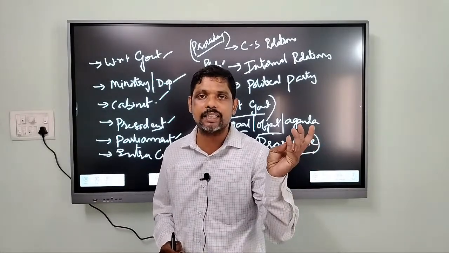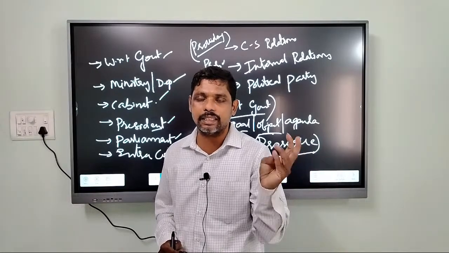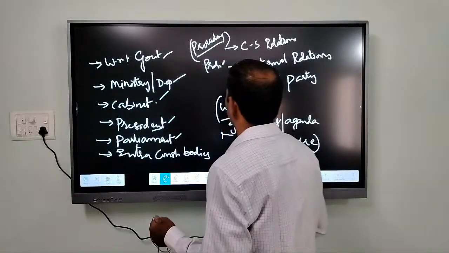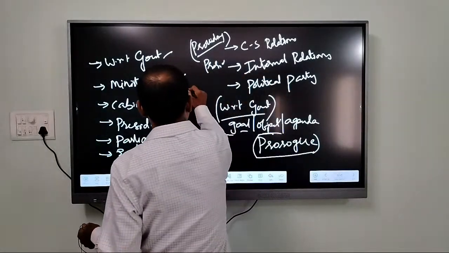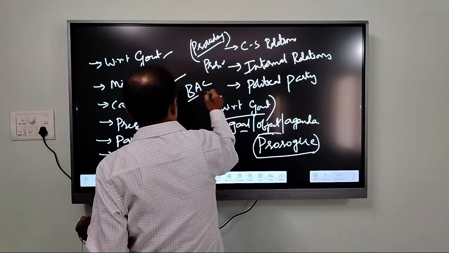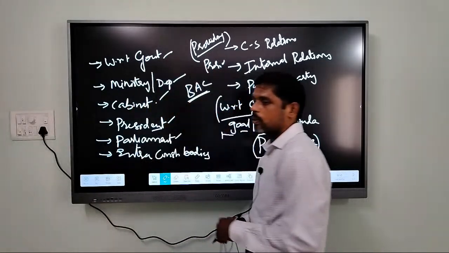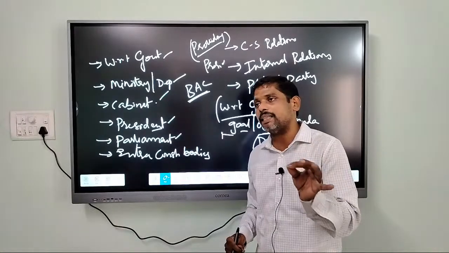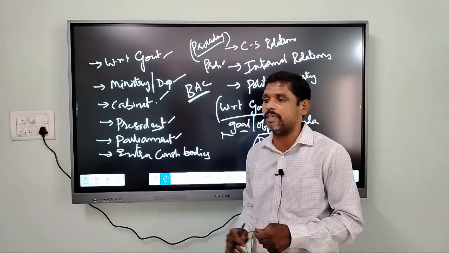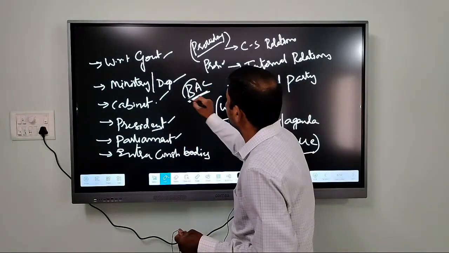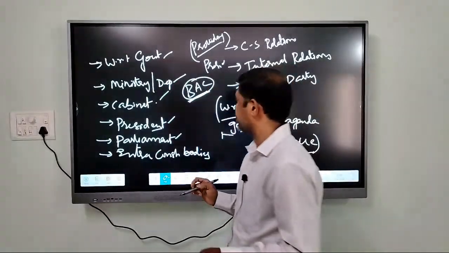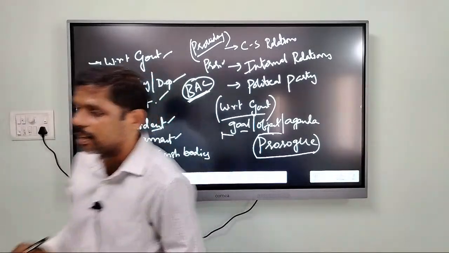So, the Prime Minister acts as leader of the house. At the same time, he is also a member of the business advisory committee, BAC. So both the houses: Lok Sabha has its own business advisory committee, and Rajya Sabha has its own business advisory committee. So there are business advisory committees for both Lok Sabha as well as Rajya Sabha.